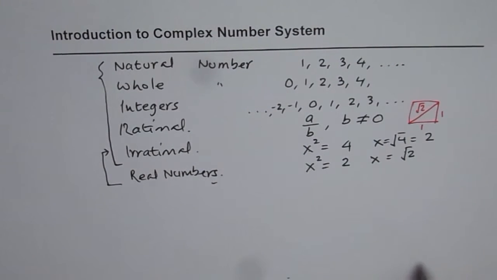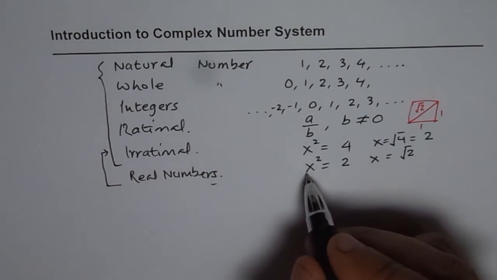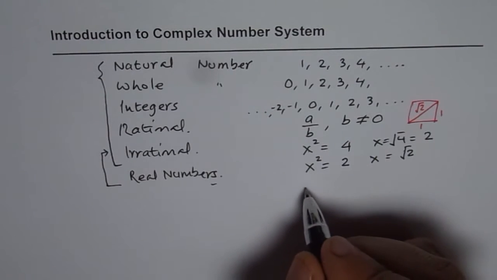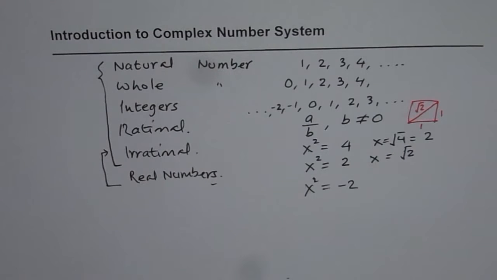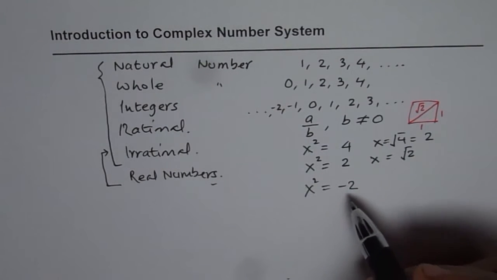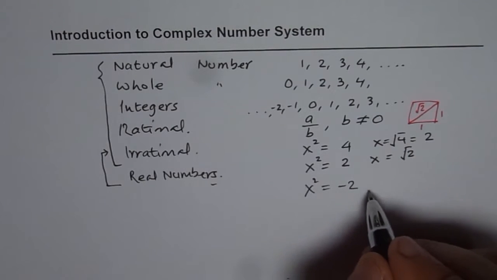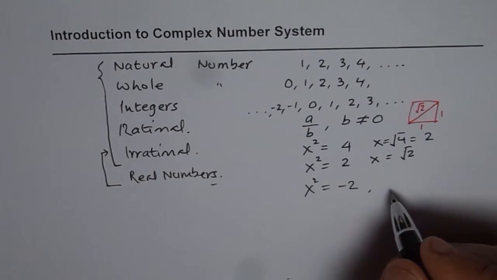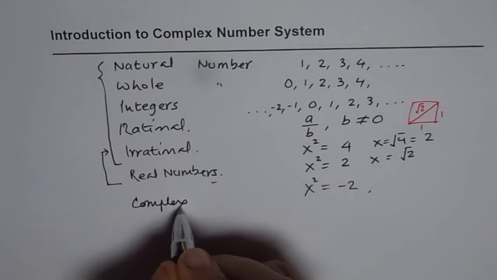Just when we thought that our number system is almost complete, there were a few problems. Now, the square of a number was always positive. How about having the square as negative 2? Now, there was no solution in our number system to solve for that. Now, this problem was overcome with a new system, which we are calling the complex number system.